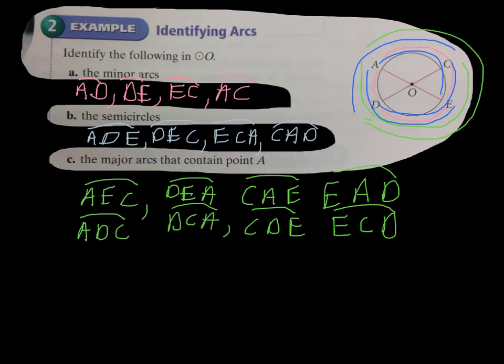Then we got arc CAE, which would start at C, go around to E, call it CAE or CDE, same arc, and last, ECD, which would start here, go around to D, which would be arc ECD or EAD. Hopefully you see all 4 of the major arcs as well.